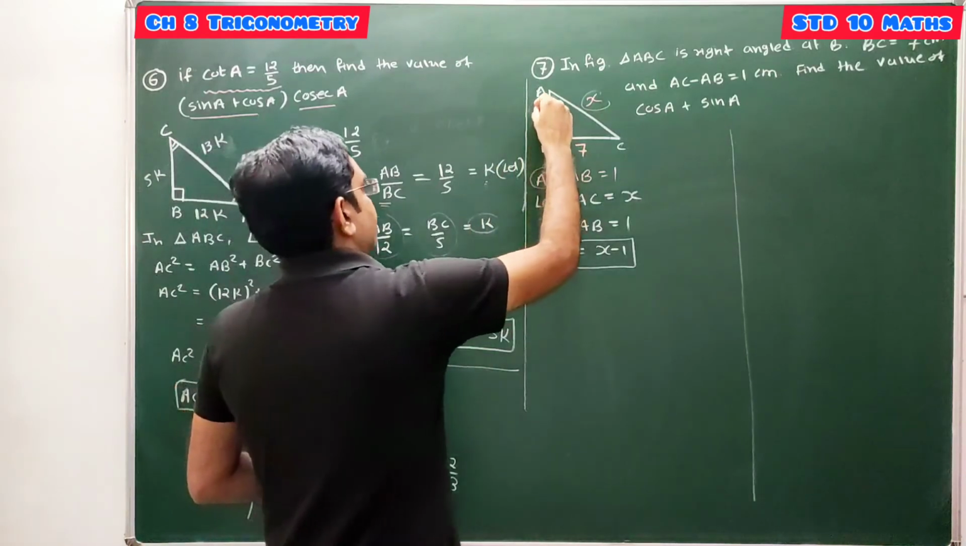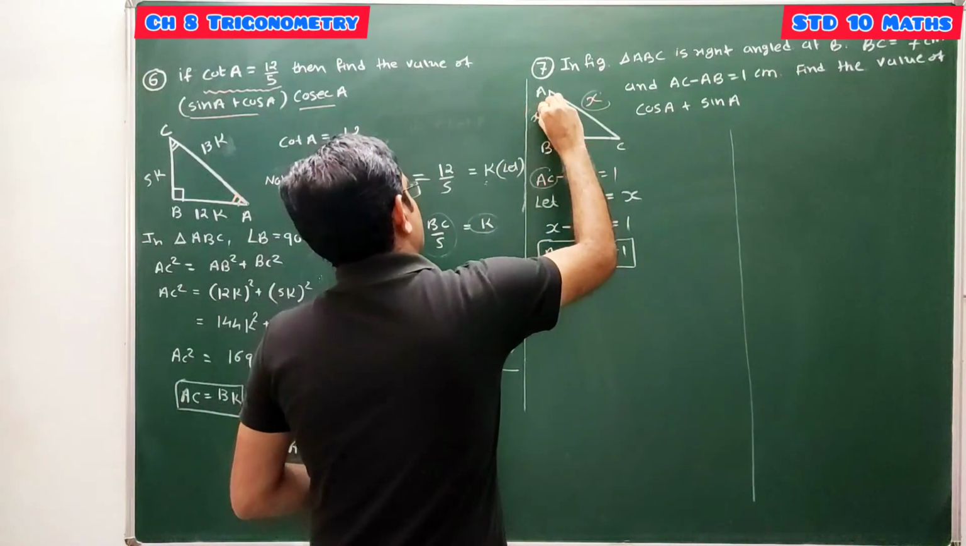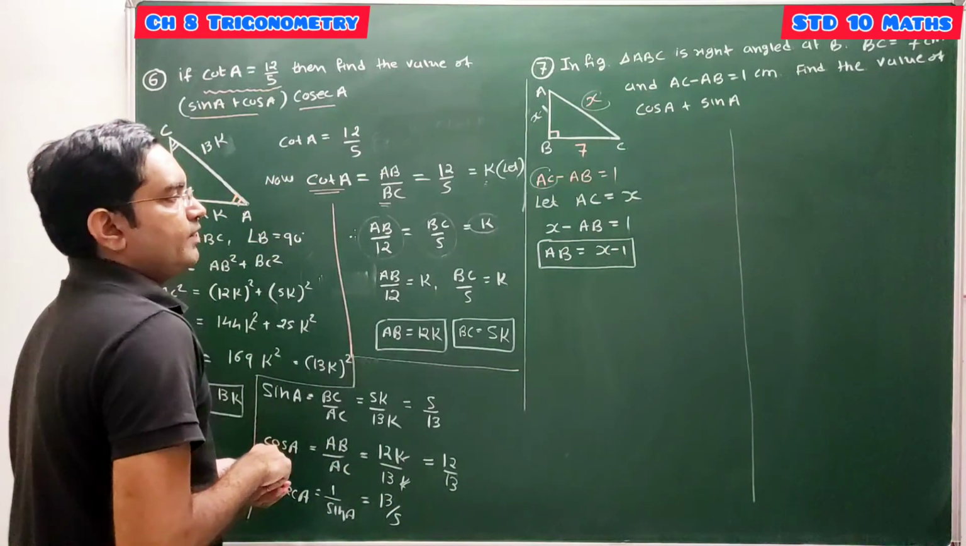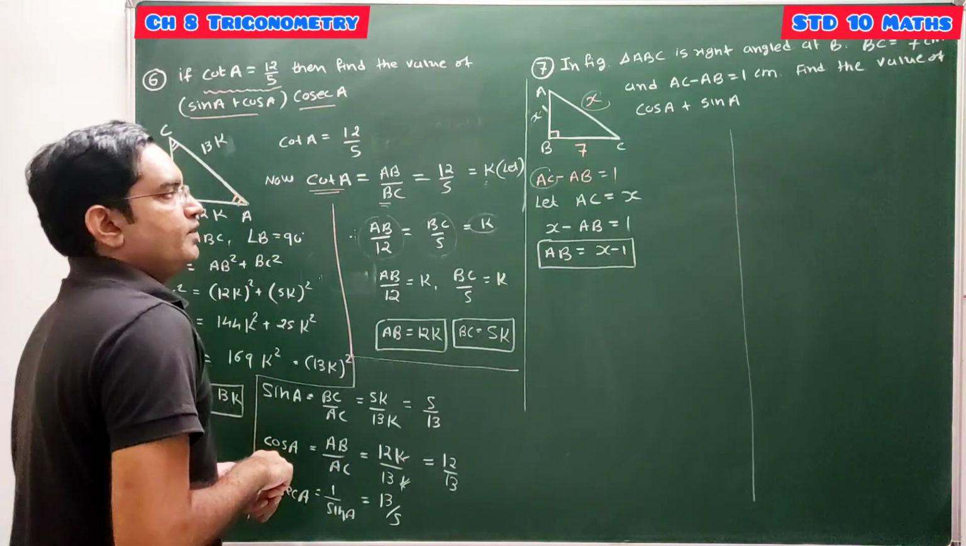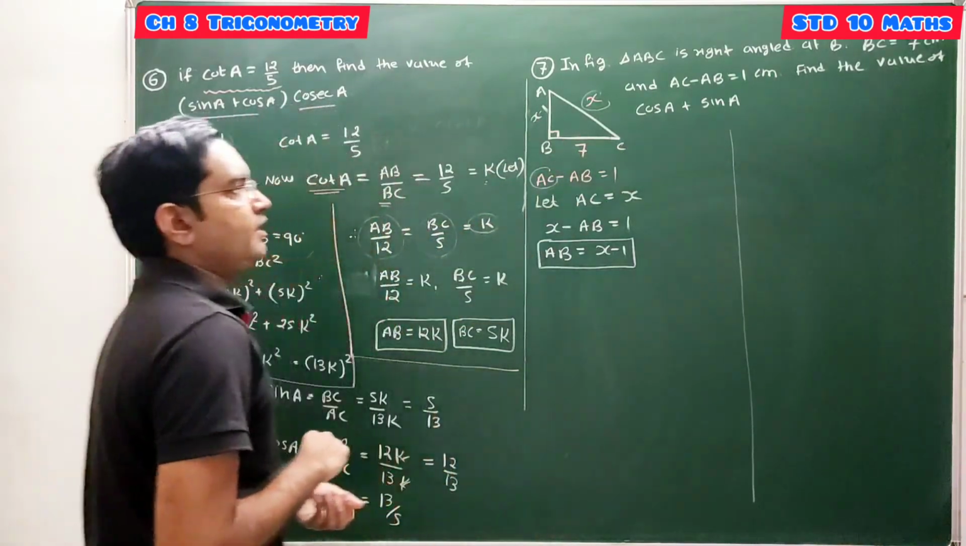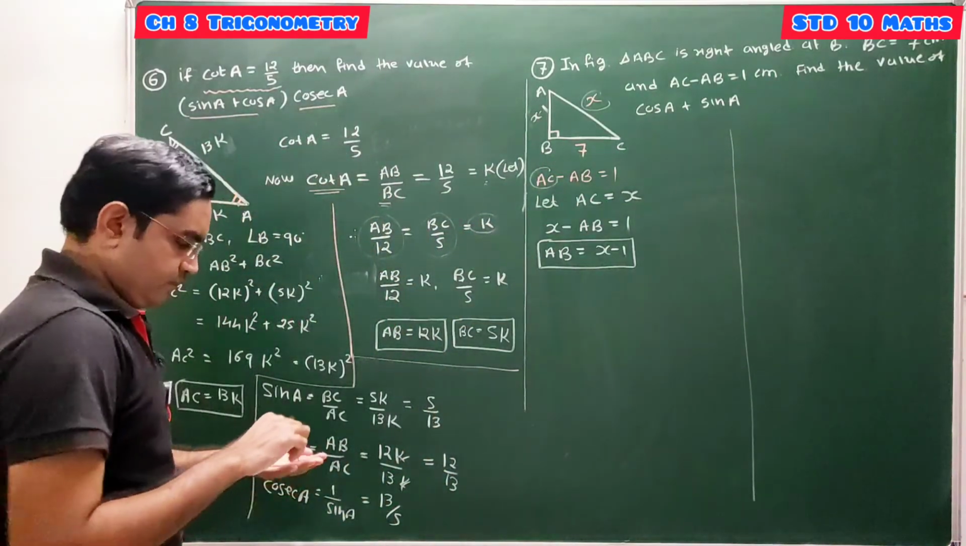So the length of this side is X minus 1. This one is X minus 1. So this is one right angle triangle. Find the value of X. Then you will get the value of these 3 sides of the triangle. Then find the value of sin A and cos A, and then add them.